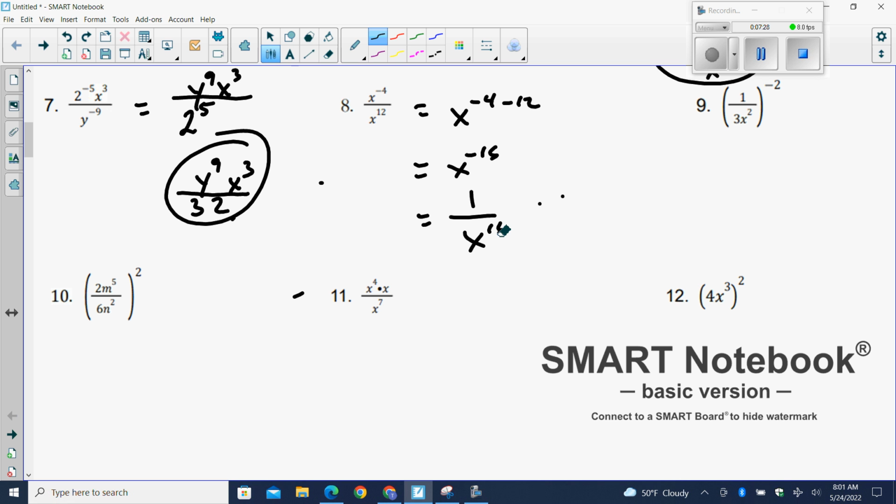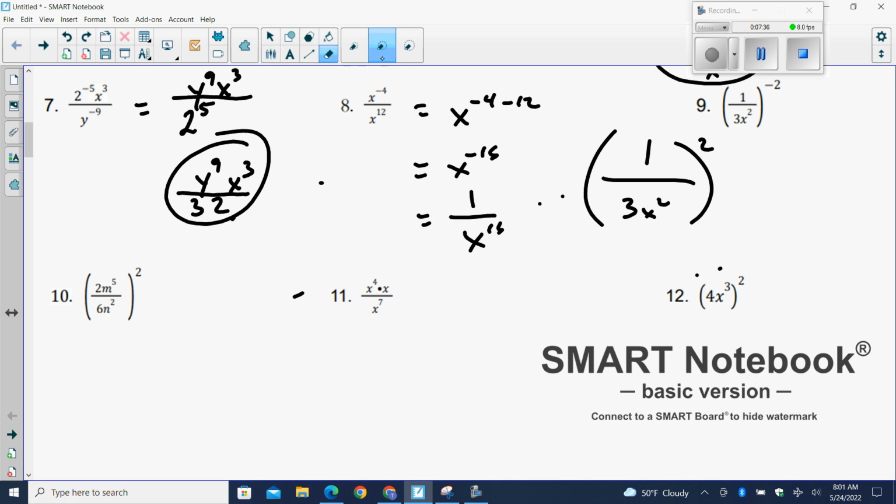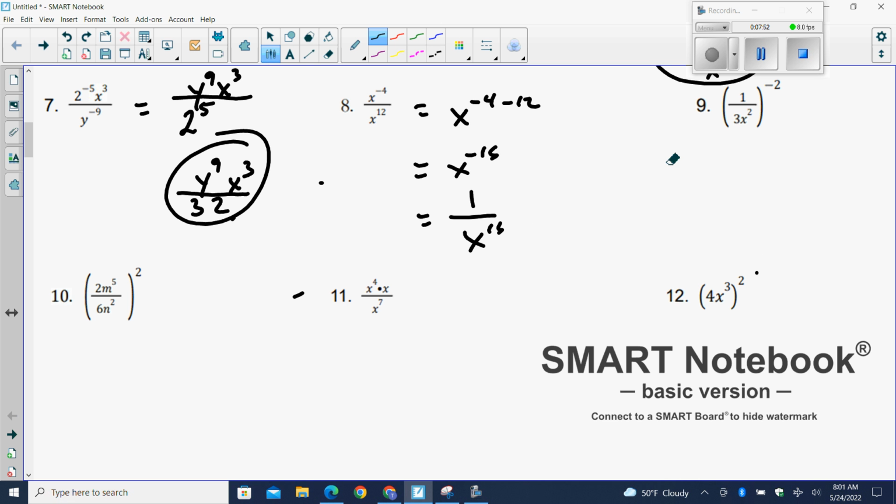Okay? All right, question 9. A couple ways we can do this. Remember, this means 1 over 3x squared. Sorry, my squared did not look much like a squared. Okay, so I could do that. But remember what we also, oh, sorry, I cannot do that. Let me write that correctly. This becomes 1 over 3x squared.